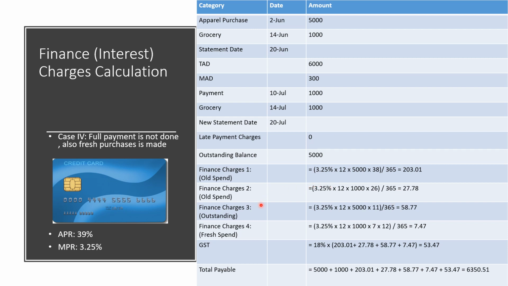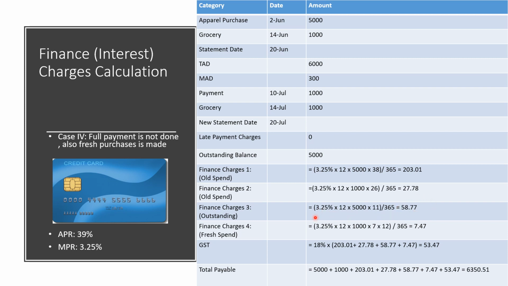The third finance charge would be on the outstanding. So the outstanding is 5000 rupees. On the outstanding, applying the same formula, we would be incurring the interest for 11 days. This 11 days is coming from the part payment date, which is 10th of July, till the new statement date, which is 20th of July. So you would incur an interest on 11 days on the new outstanding, which is 58.77.